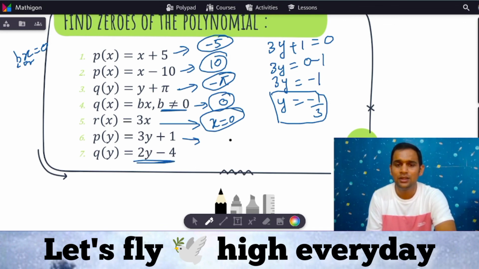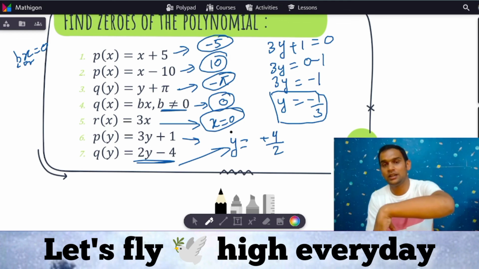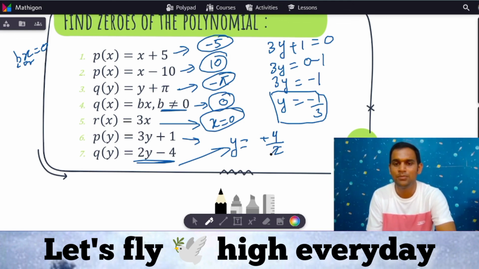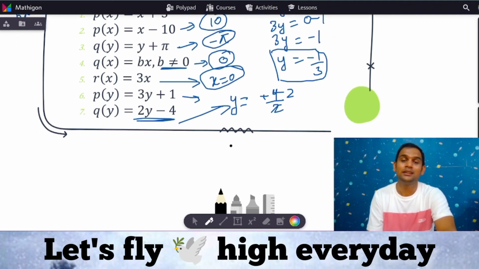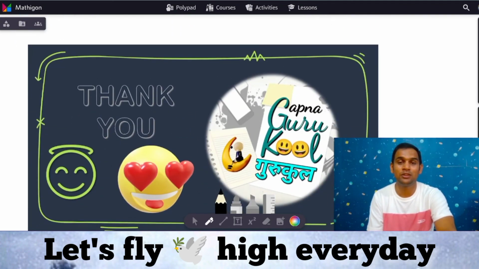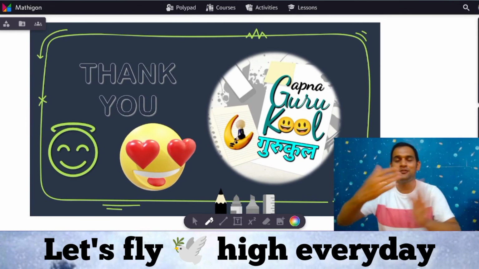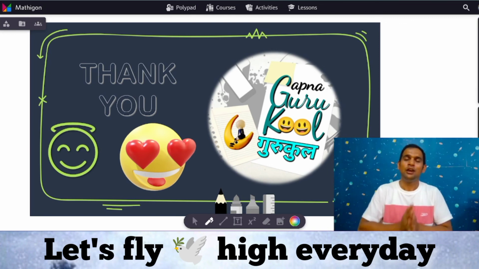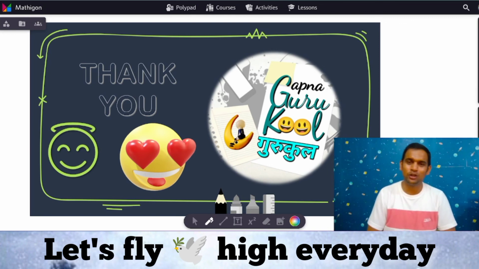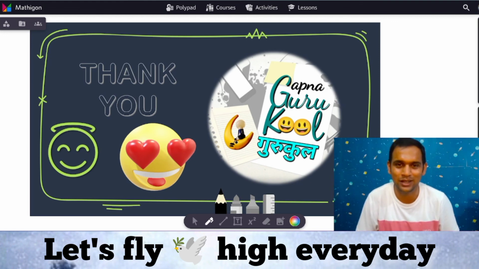Similarly, if we solve this, the value of y, meaning the zero of the polynomial, will be plus 4 by 2, because minus 4 goes to the other side of the equation. It becomes plus 4 and you get y equals 2, right? I hope the concept of zeros of the polynomial is very much clear for all of you. With this, that's it for this video. Now further we will discuss the remainder theorem and factor theorem, very important theorems and very interesting as well.